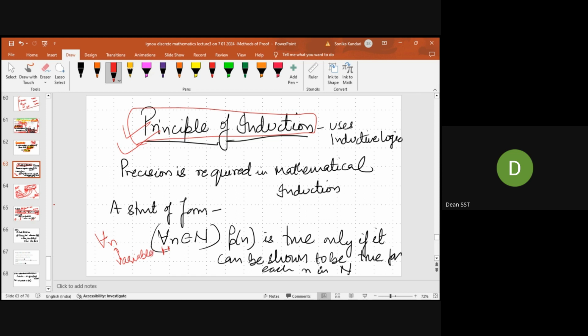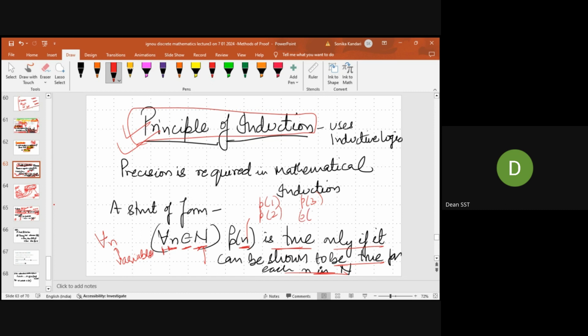N's value will vary. Fine. For all n belonging to the set of natural numbers, Pn is true, only if it can be shown to be true for each n. It means P1 is true, P2 is true, P3 is true.